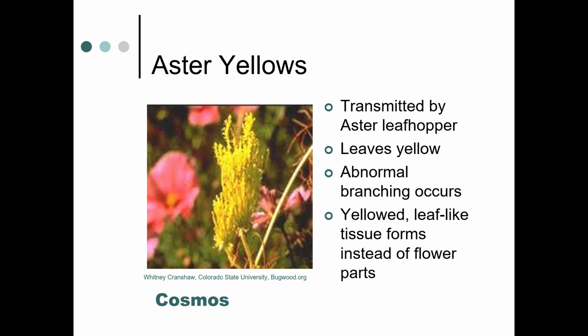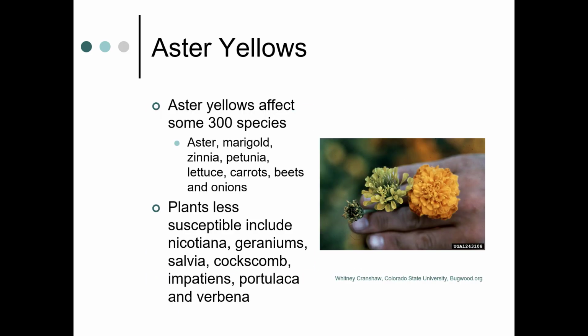So aster yellows are transmitted by the aster leafhopper. The leaves will be yellow, abnormal branching occurs, and this is a cosmos actually. A yellowed leaf-like tissue forms instead of flower parts. Aster yellows affect several species in the Asteraceae, but not just Asteraceae. And some of the less susceptible would be Nicotiana, geraniums, impatiens, etc.